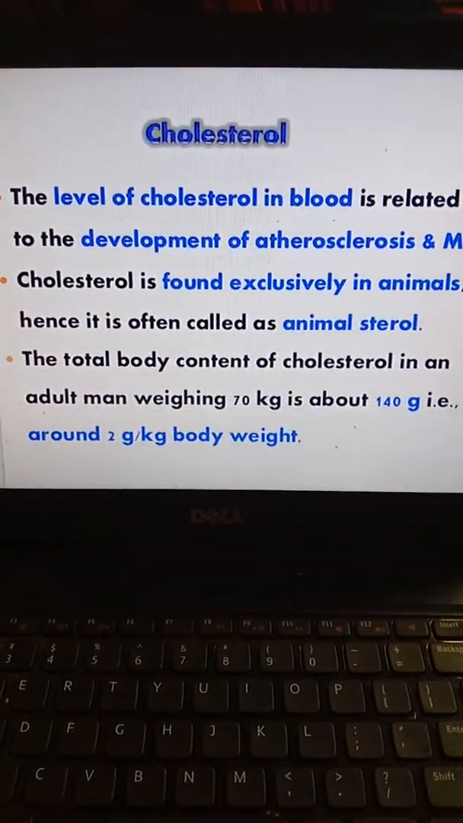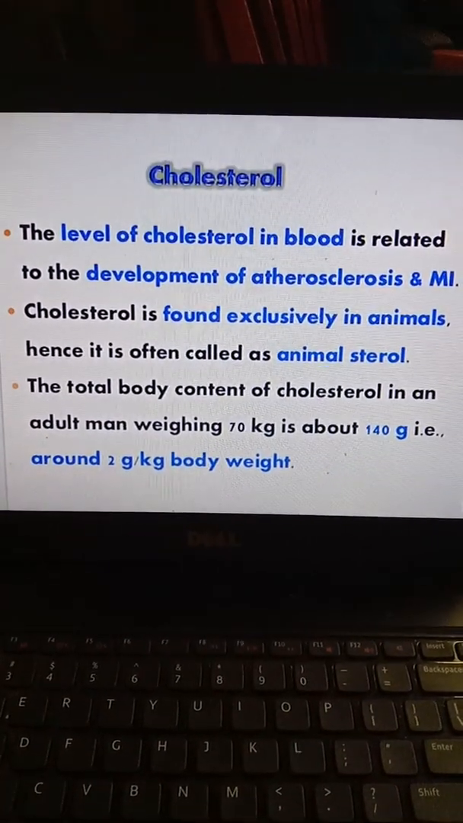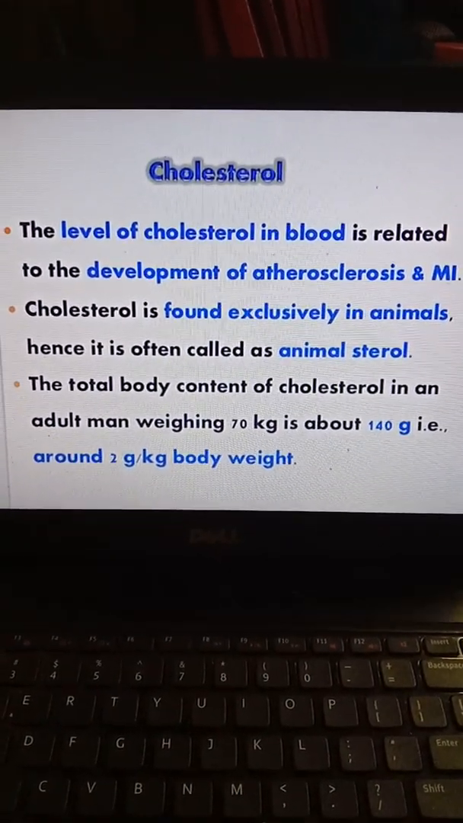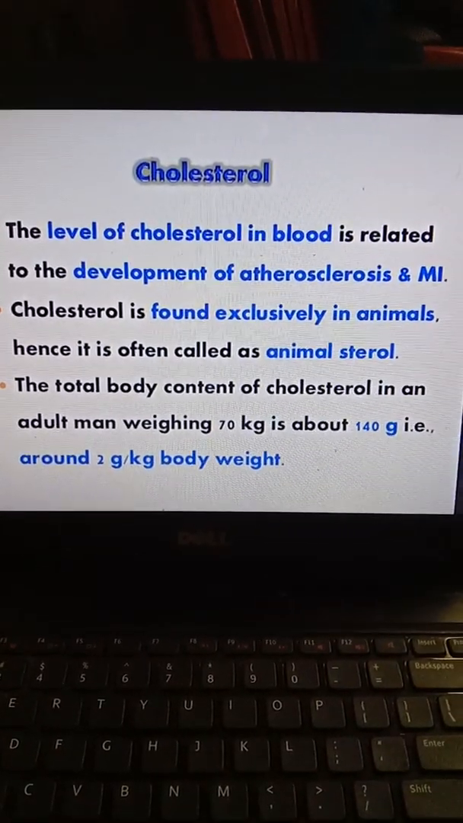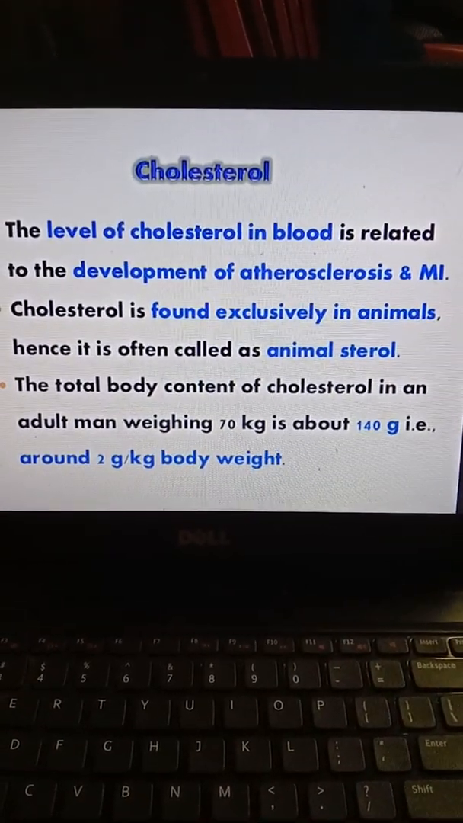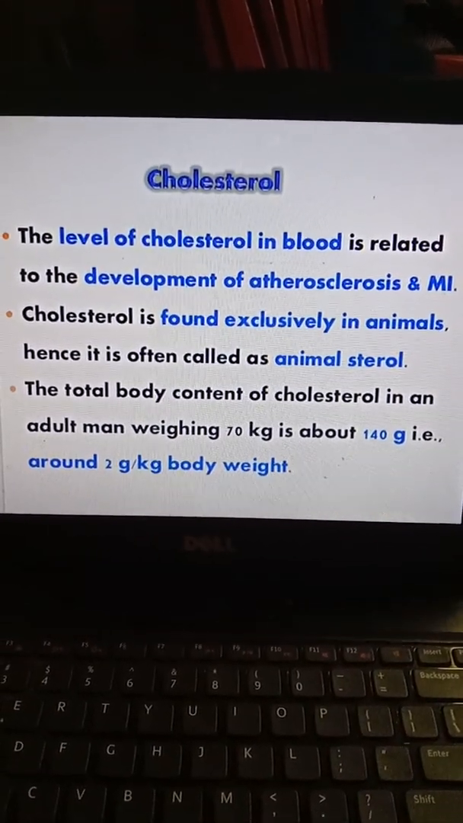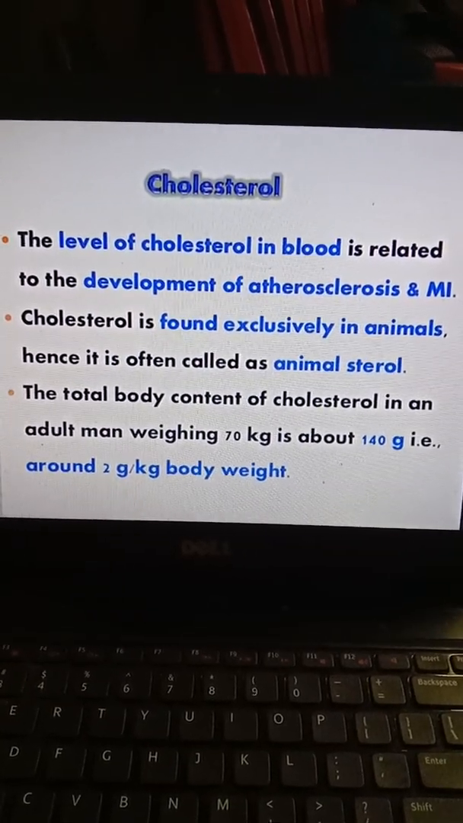First of all, we should know where cholesterol is stored. The level of cholesterol in the blood is related to the development of arteriosclerosis and MI. If there is any increase of cholesterol in our blood, it will lead to arteriosclerosis and myocardial infarction. Cholesterol is found exclusively in animals and hence it is often called an animal sterol.